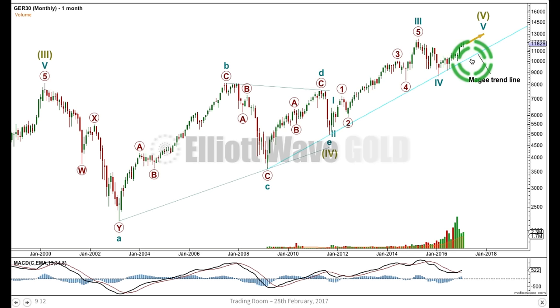That hasn't happened yet, so in the first instance, if price comes back down to touch this trend line, I'd expect support there. It's a bit concerning for the last couple of months.